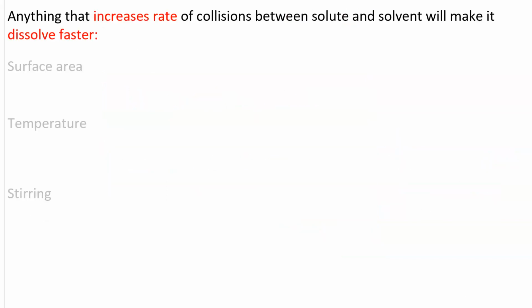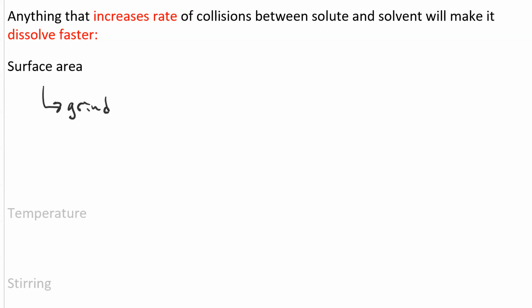Anything that we can do to increase the rate of collisions between solute and solvent molecules will make the solute dissolve faster. If we grind up our particles, you get smaller particles, and smaller particles have more surface area as a group.